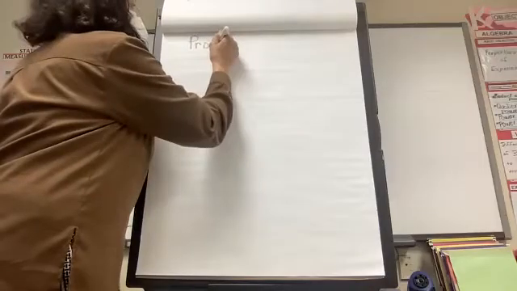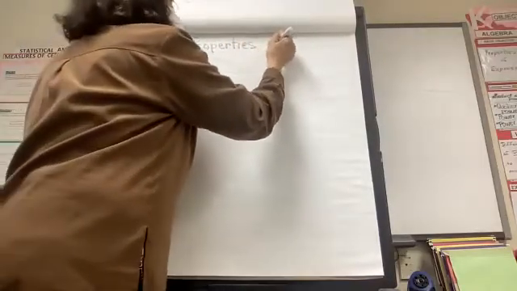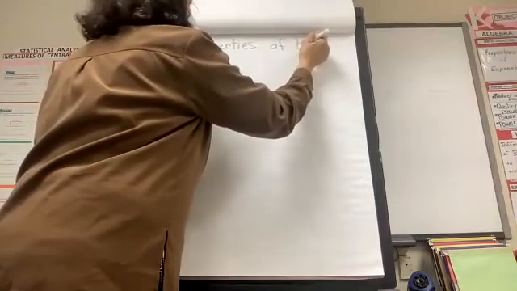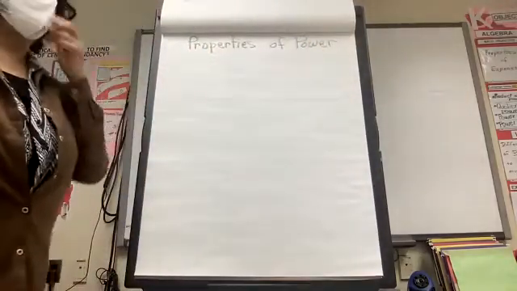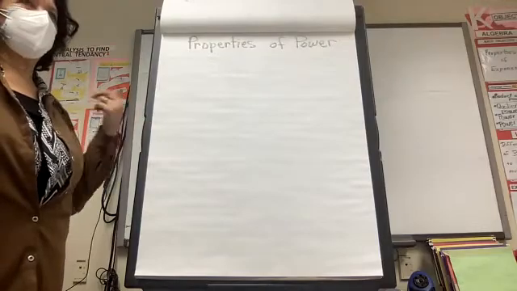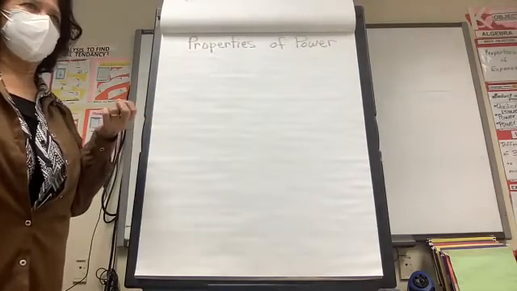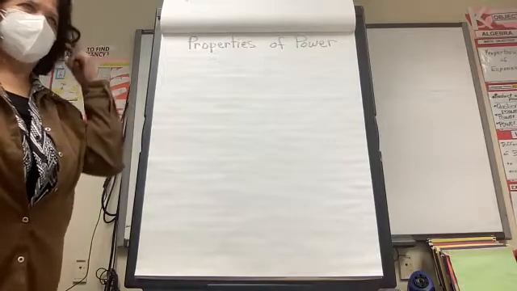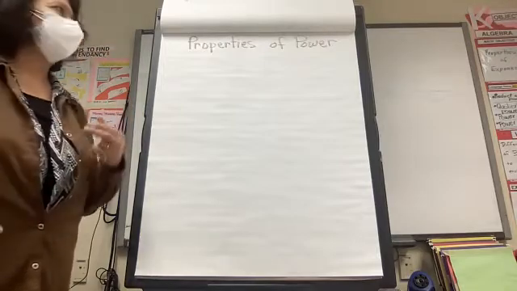So today we are going to talk about properties of powers. Okay, and a property of something is what it's about. Like, for example, you have brown eyes. So one of your properties is that you have brown eyes. Another property is you have brown hair. There are things that are about you.